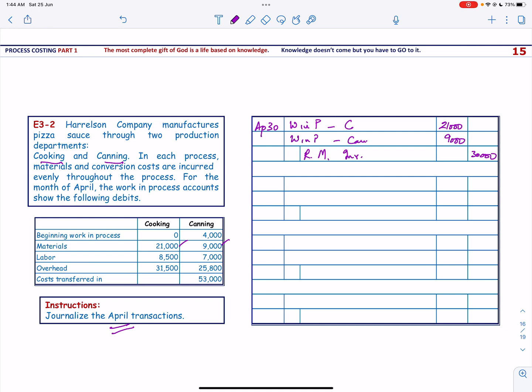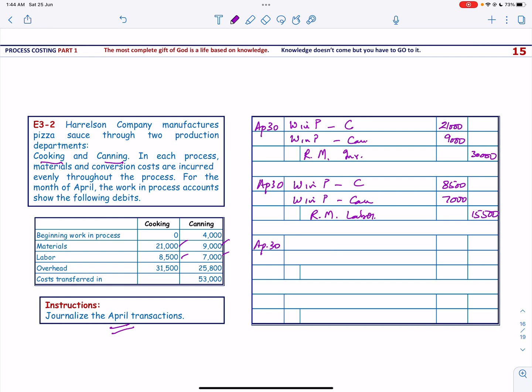Then let us look into the labor on April 30. Again, the labor is 8,500 and 7,000 respectively. So work in process cooking is debit by 8,500 and work in process canning is debit by 7,000 and raw material labor is credit by 15,500.